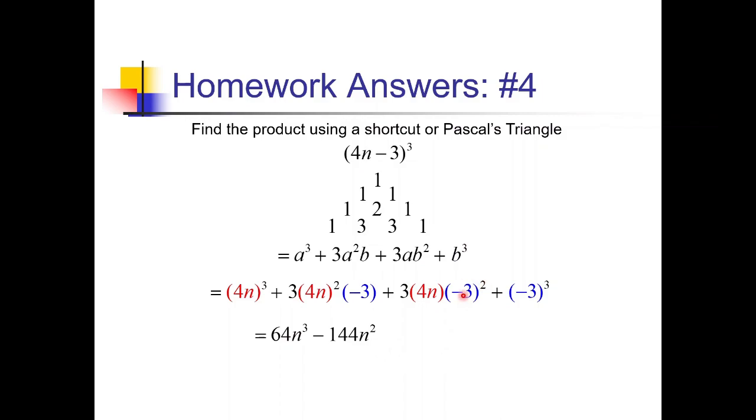And then for this next one, let's square the negative 3 first. That's going to be a 9. And then 9 times 3 is 27. 27 times 4 is 108, and we have an n along there as well. And then negative 3 cubed is going to be negative 27. And there we are.